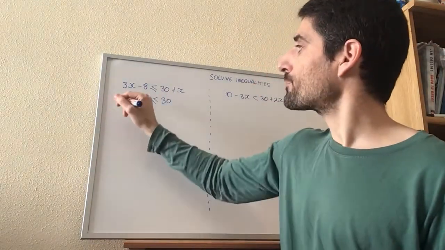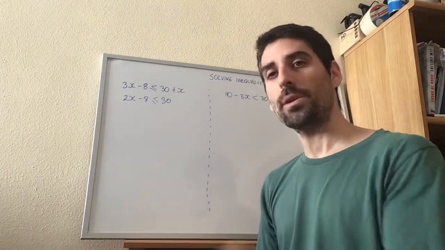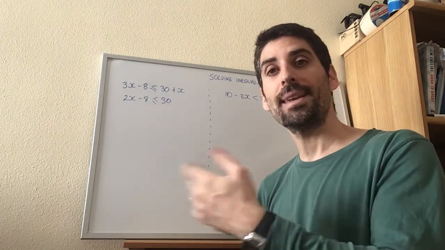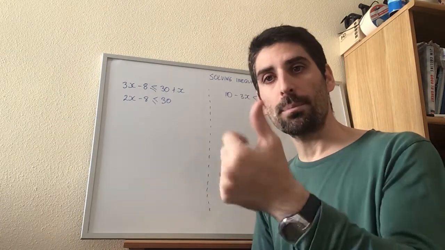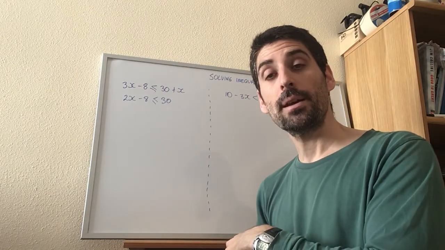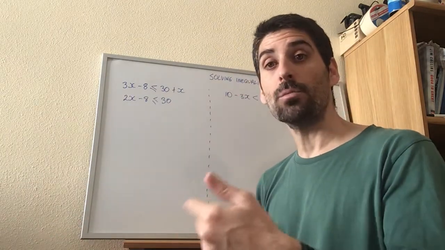Now remember, I want to keep the x's on their own in order to get to my answer. So I need to get rid of the negative 8. How do I get rid of the negative 8? We always do the opposite. The opposite of taking 8 away is adding 8. So I am going to add 8 to both sides.